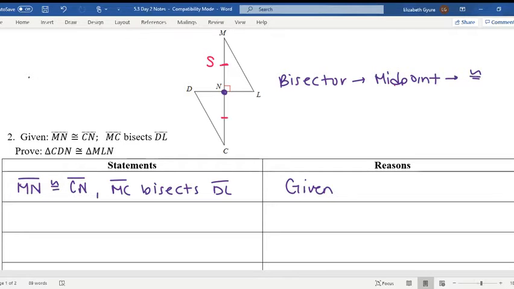Okay, if N is a midpoint, what are we then going to be able to say? If we know that N is a midpoint, what are we going to be able to then say? Exactly, that DN is congruent to NL. If N is a midpoint, midpoints make congruent segments. So there's another set of congruent segments. Good. Now we've kind of used up our givens. We have 2 sets of congruent sides now. What else are we going to have?